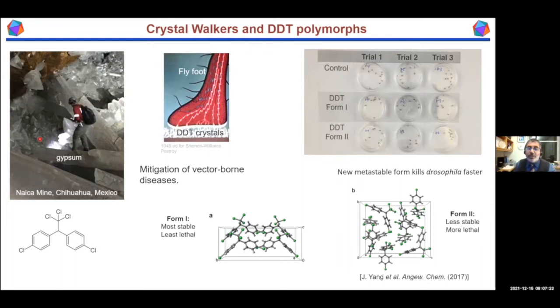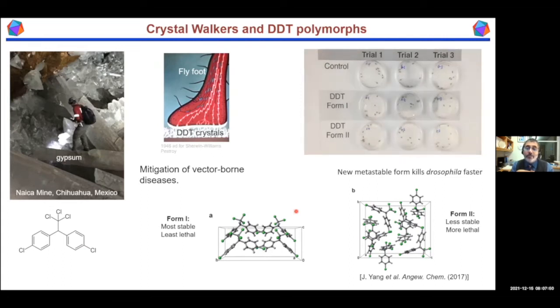So what they did was they took fruit flies and they ran 3 trials for the Form 1 and for the Form 2. And of course, there's a control group that's not being exposed to anything. And when you watch the exposure of these fruit flies to the different crystalline forms, you'll see very clearly that those that are exposed to this Form 2 crystal are actually being killed faster than those that are exposed to Form 1. So you're delivering the same compound, but because you're delivering in a different form, you get something which has different properties. And in this case, the lethality is actually better.